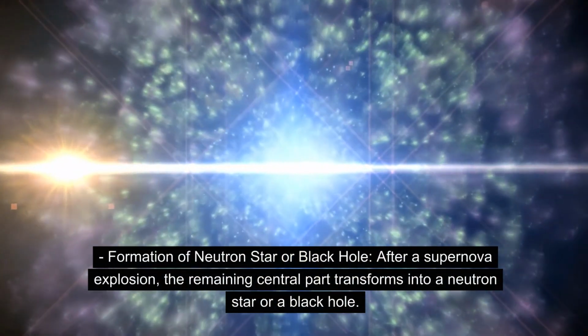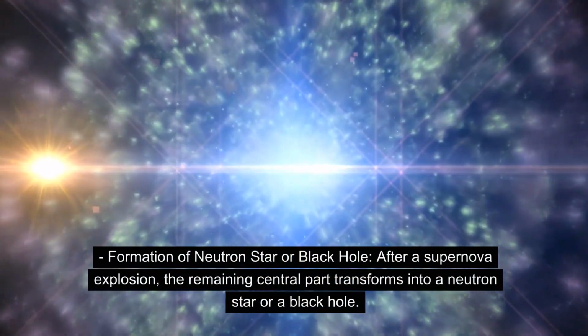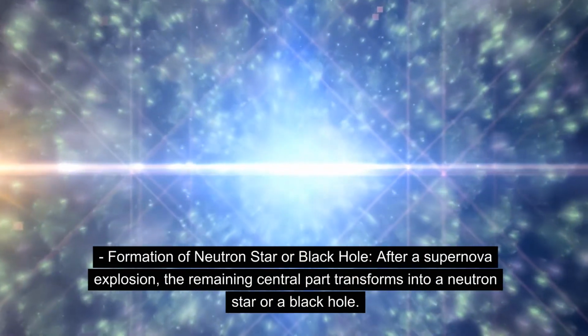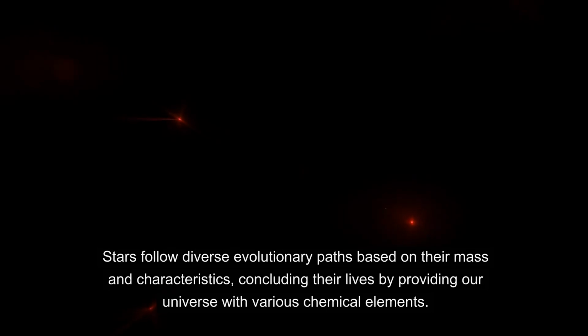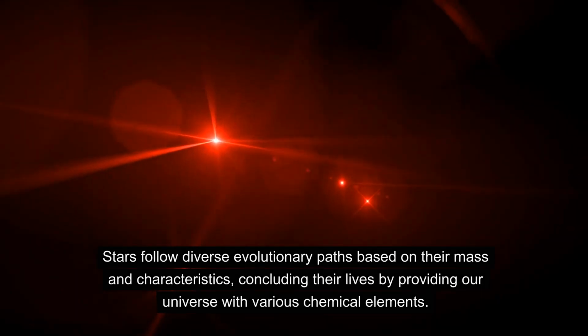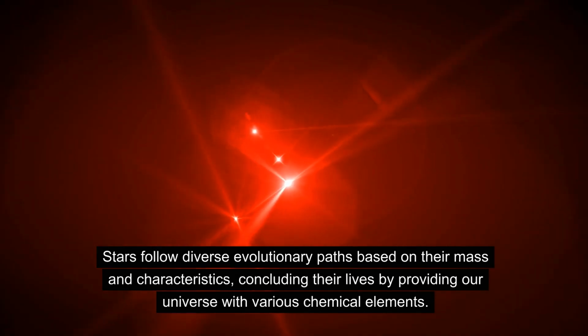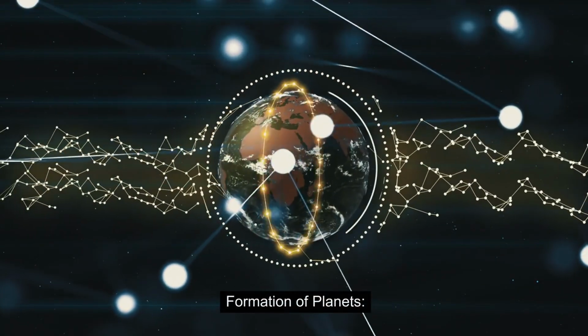Formation of neutron star or black hole. After a supernova explosion, the remaining central part transforms into a neutron star or a black hole. Stars follow diverse evolutionary paths based on their mass and characteristics, concluding their lives by providing our universe with various chemical elements. Formation of planets.